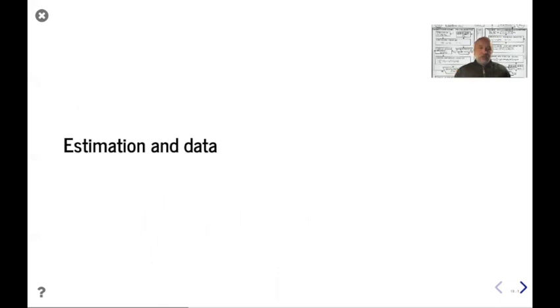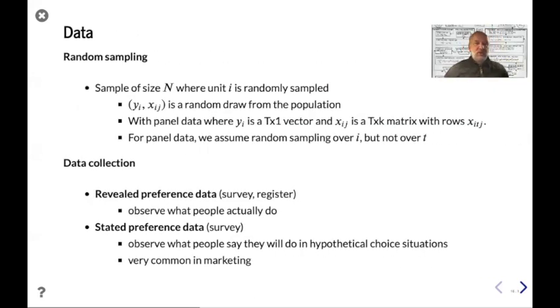Having specified the utilities, we are ready to talk about how you estimate this model. To estimate the model, we need some data. We assume that we have a sample size of n. Each of the units i is randomly sampled. So this pair y_i, x_ij is just a random draw from the population, and x_ij could either have things that vary only over the individuals, or both over the individuals and the alternatives. These are the two variables that we have observed, and we have random sampling over the population.